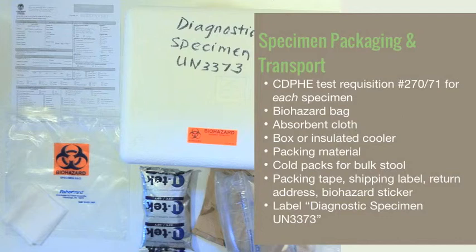Amies swab tubes can be shipped at room temperature, but they must be refrigerated before shipping. If you are shipping the specimens to the CDPHE lab through the mail or package delivery services such as FedEx, the container should then be placed into a shipping box secured with packing tape, a shipping label, return address, and biohazard sticker. Label the box Diagnostic Specimen UN 3373.